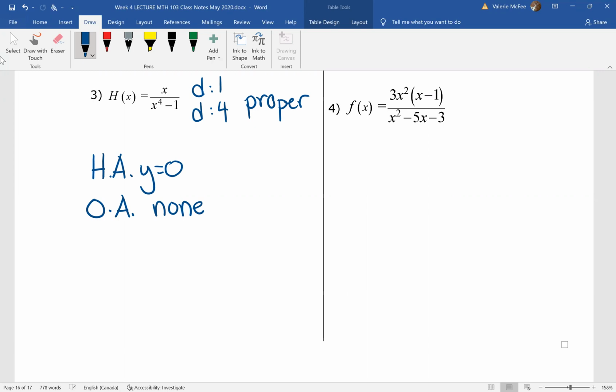Question 4, the degree of the numerator is 3, the degree of the denominator is 2. We see that this is improper, and the degree of the numerator is 1 more. So we're going to have no horizontal asymptote, but we're going to need to use long division to find our oblique asymptote. We're also going to have to open the brackets in the numerator.